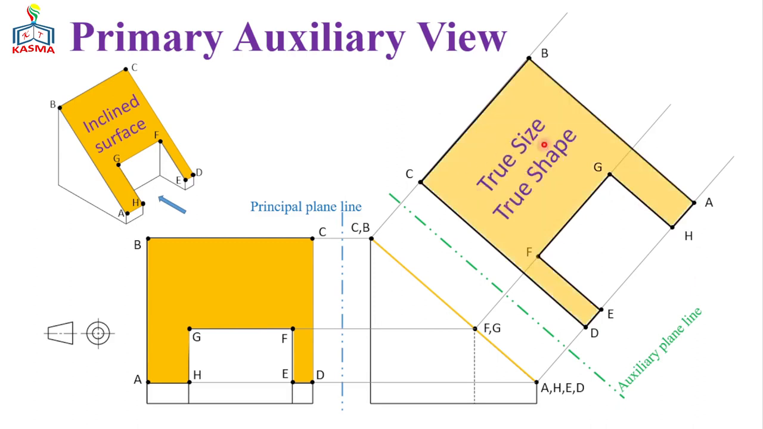So this auxiliary view is just with a true size and a true shape. So we can find out that inclined surface with a true size and a true shape. It will help us to give the dimensioning or to know the exact size of the given surface, just like this one. Now let's add one feature here.